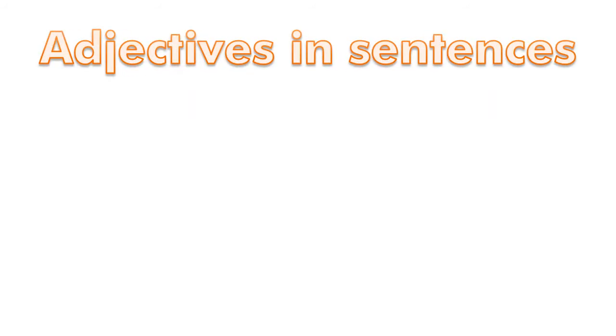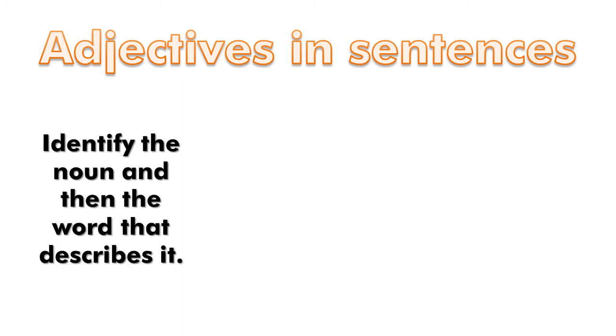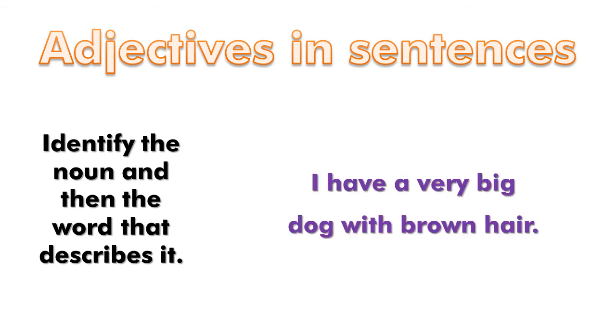You should also be able to identify adjectives in sentences. Now, to identify an adjective in a sentence, you first have to identify the noun and then the word that describes it in that sentence. Let's look at an example. Our sentence says, I have a very big dog with brown hair.